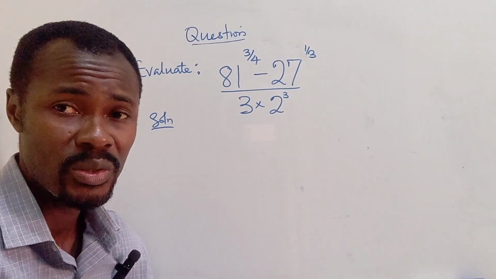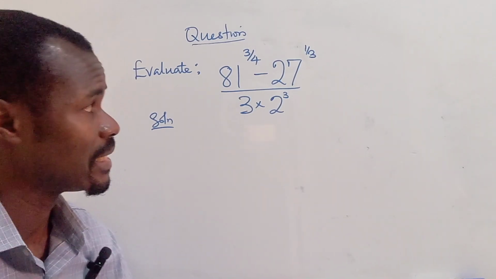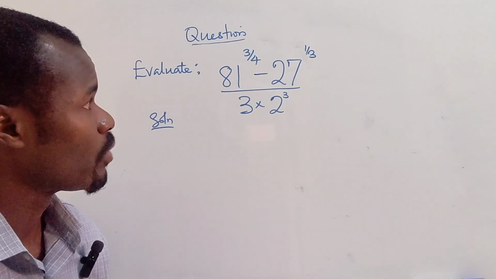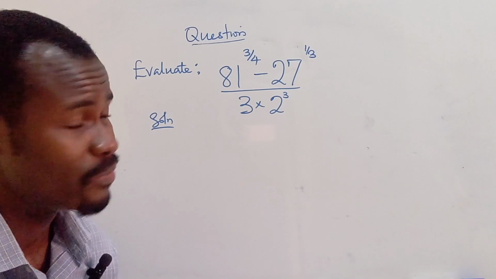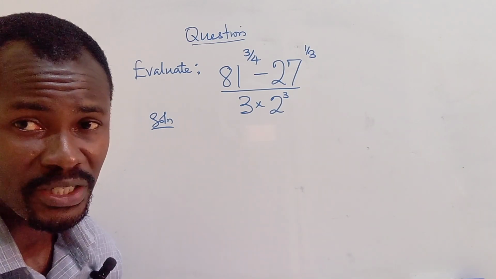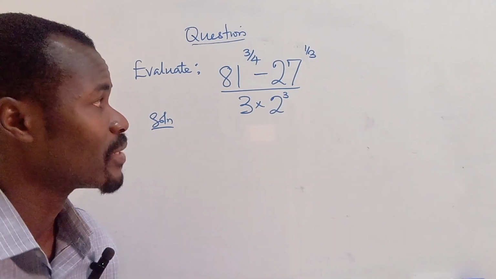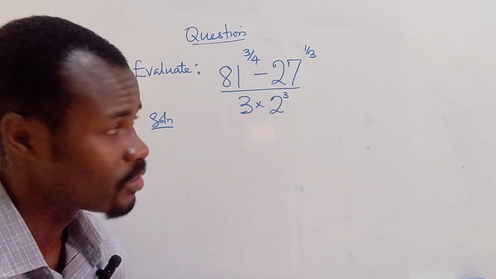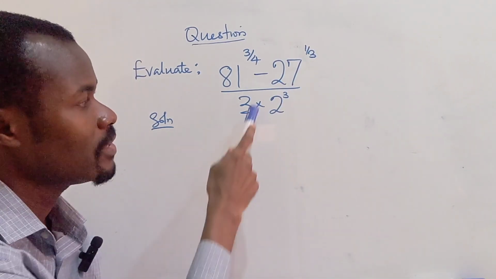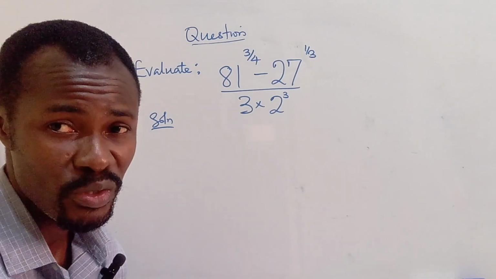Alright, so today we are going to look at this simple problem on indices. So let's see what we are going to do. The question says evaluate 81 raised to the power of 3 over 4, which is a fractional power, minus 27 raised to the power of 1 over 3, another fractional power, all divided by 3 times 2 raised to the power of 3.